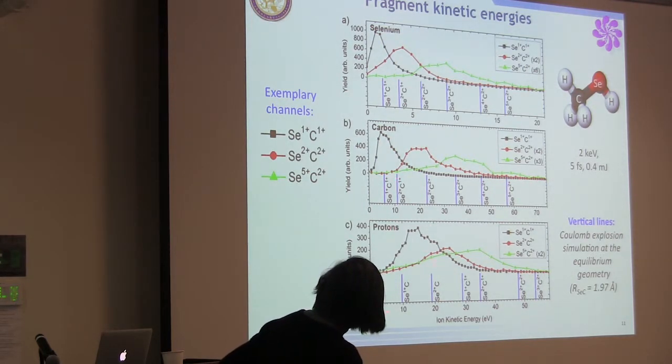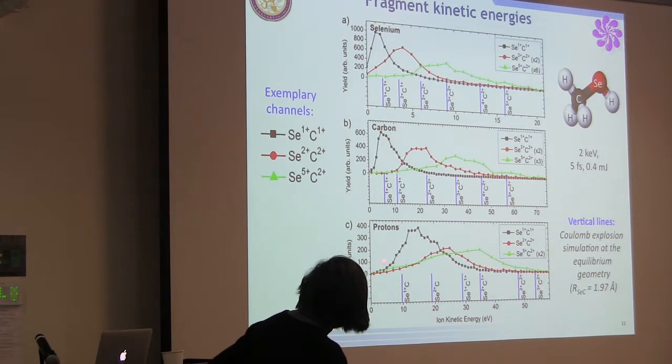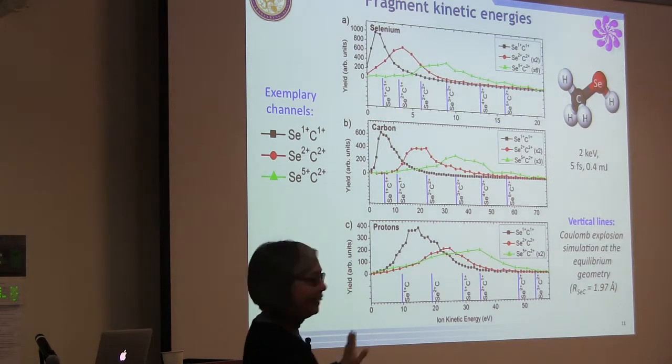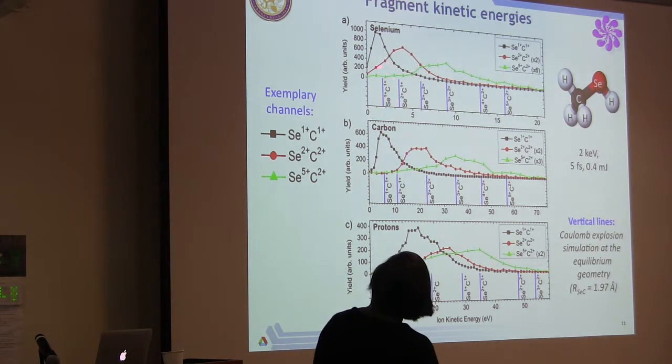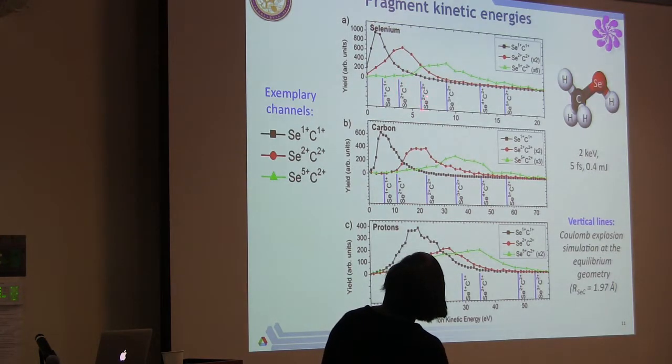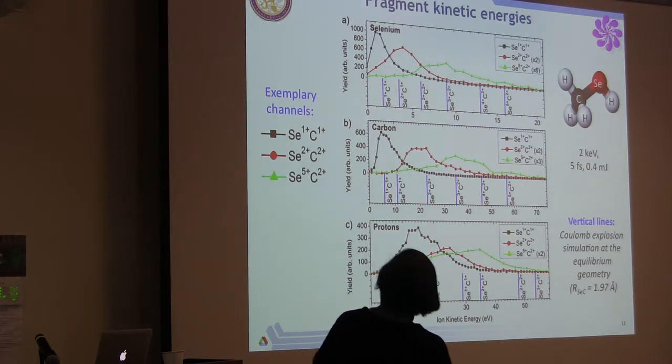So here's selenium 2 plus, 2 plus. In the equilibrium geometry, you'd expect the peak around here. And you actually get it for this 2 plus channel a little bit earlier. You see what I'm saying? I understand.